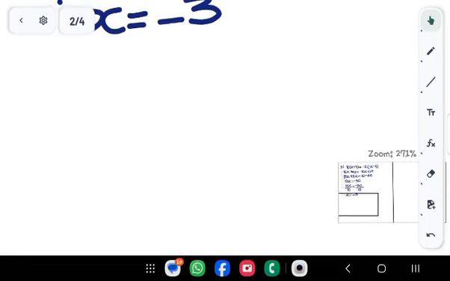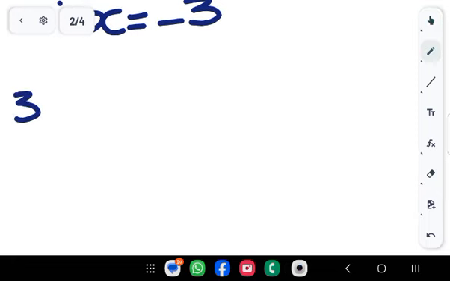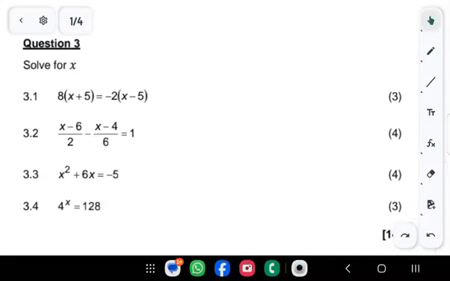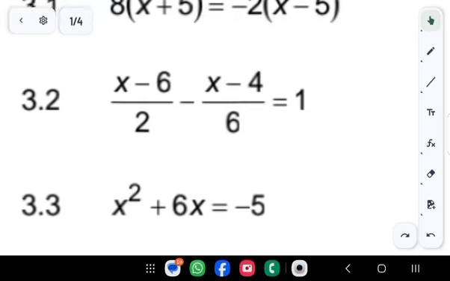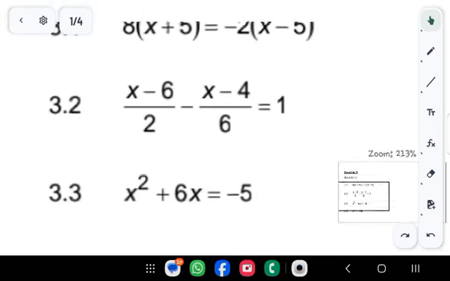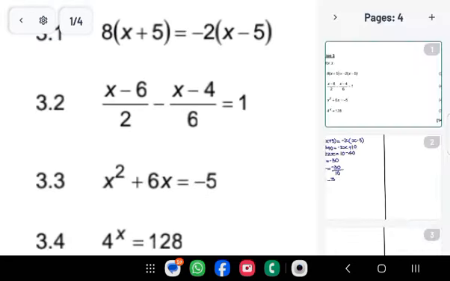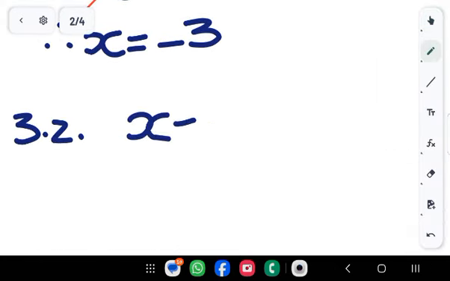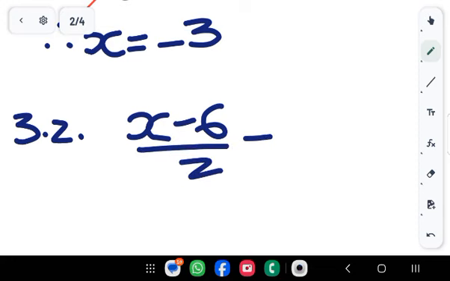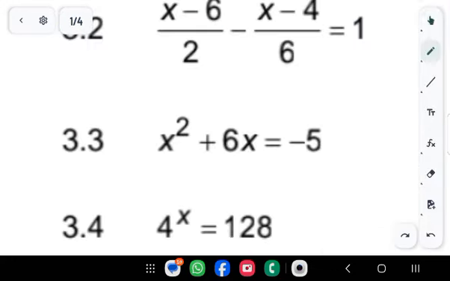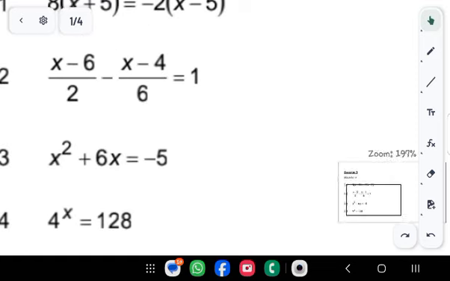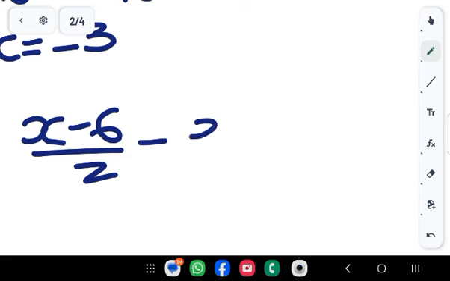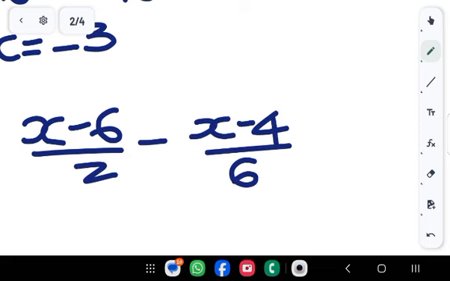Now 3.2. Question 3.2 is a fractional equation. So we've got a common fraction, x minus 6 over 2, minus the next one, x minus 4 over 6, equals 1.